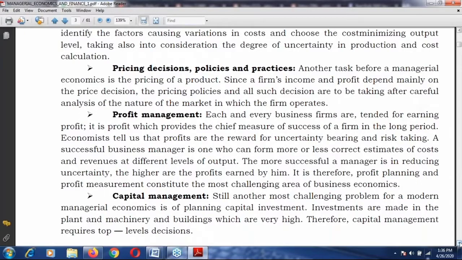Before we continue, rather, let me quickly give you this assignment. Critically discuss the theory of firms as is related to the managerial economics.